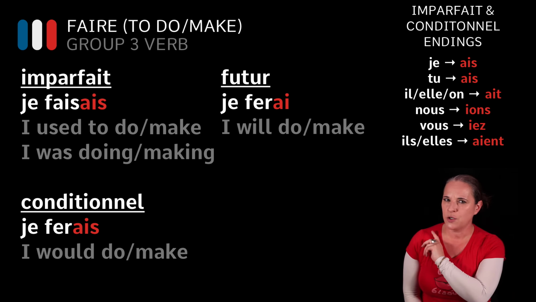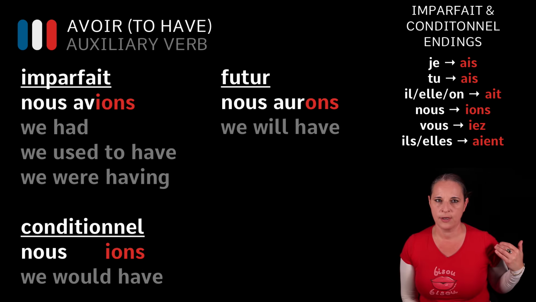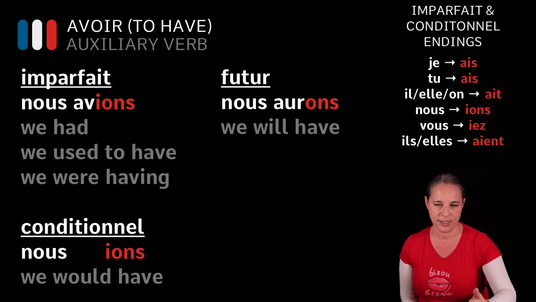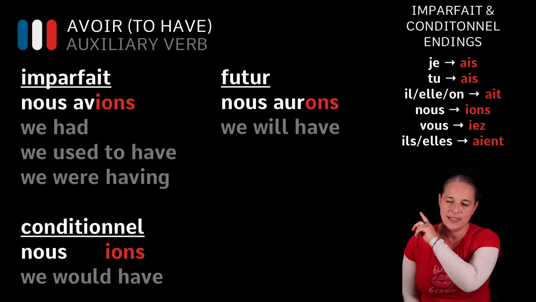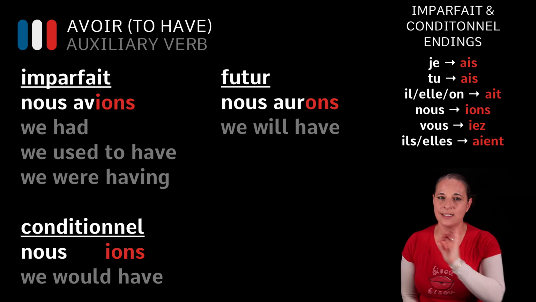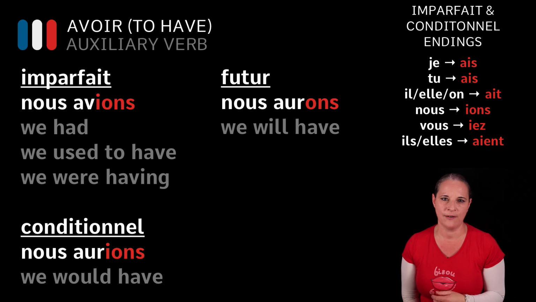Now, have a look at nous. Nous avions, imperfect. Nous aurons, future tense, we will have. But how do we do conditional? Take the ending for nous, imperfect, and add it to the stem of the future tense. Nous aurions, we would have.